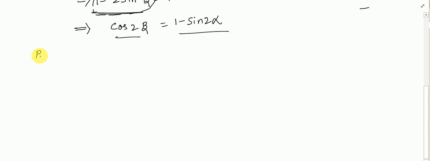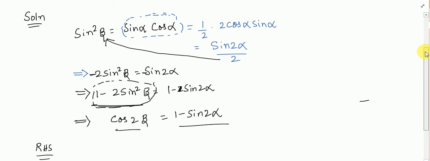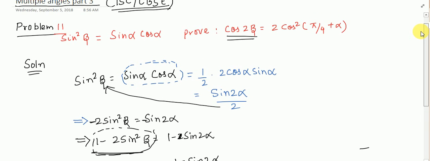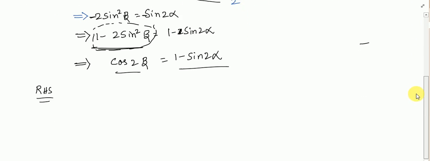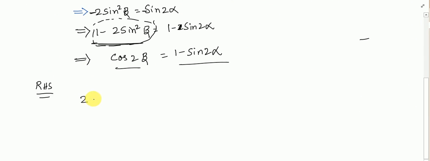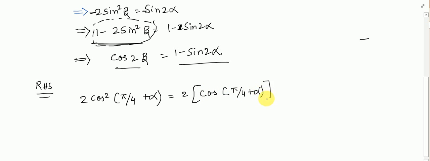Now if I go to the RHS part of the problem, let us check out what is given to me. It has been given to me as 2 cos square (pi by 4 plus alpha). So I will write that. So I can write this one as 2 (cos (pi by 4 plus alpha)) whole square. I guess that's fine with everyone.